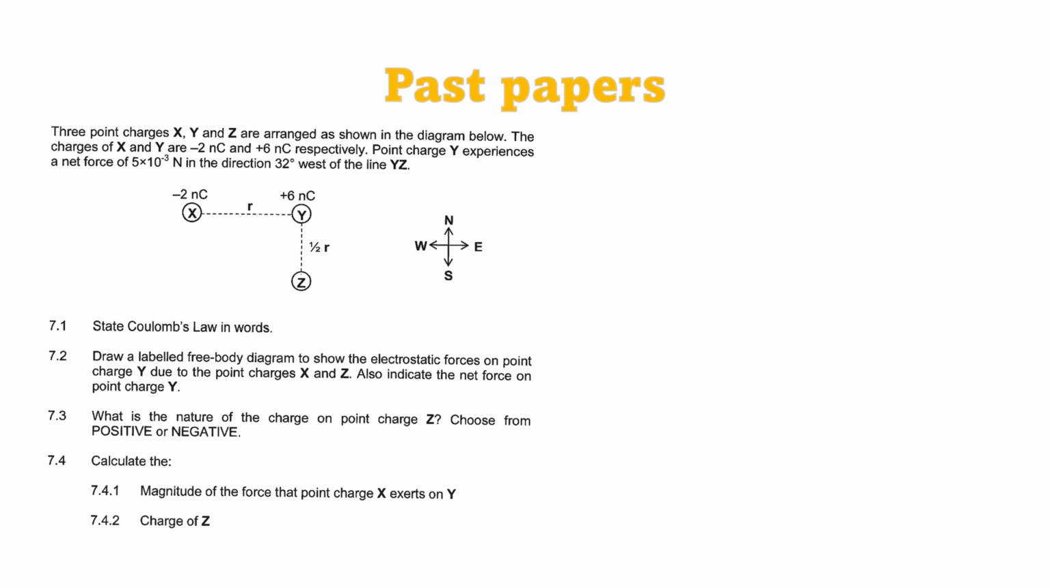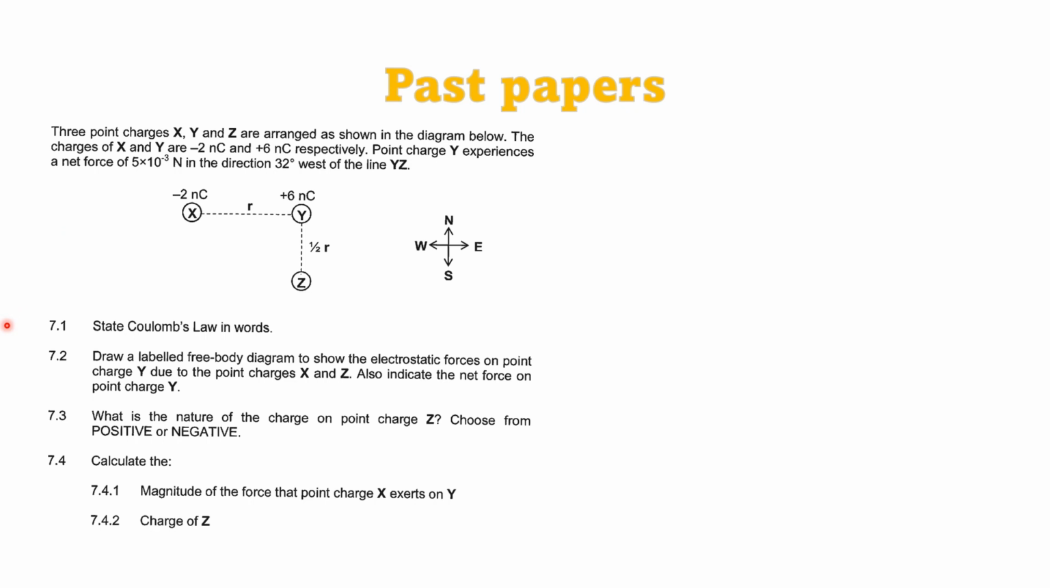This will be the last past paper example because the next video is going to be directly linked to this and we'll do more examples there. 3 point charges X, Y, and Z are arranged as shown in the diagram below. The charges of X and Y are so. Point charge Y experiences a net force as so in the direction of 32 west of the line YZ.